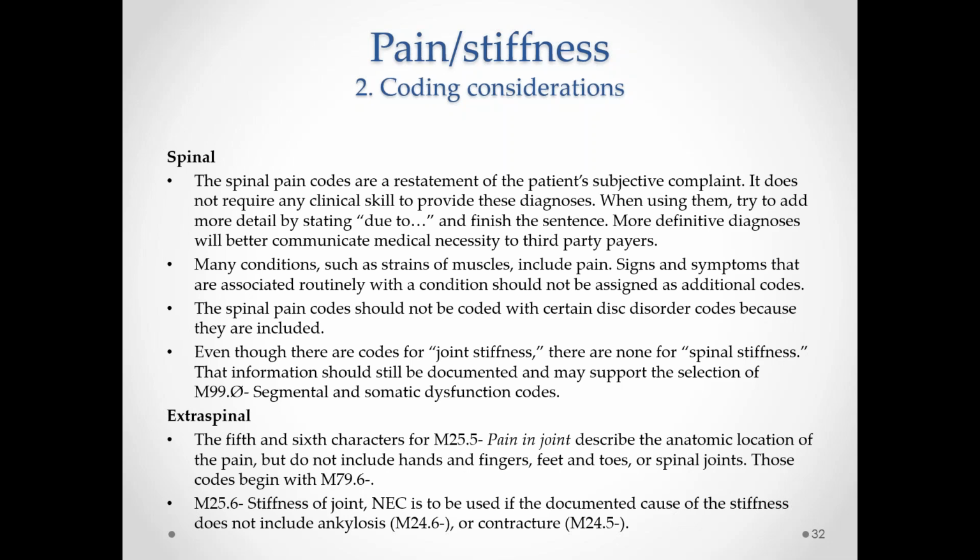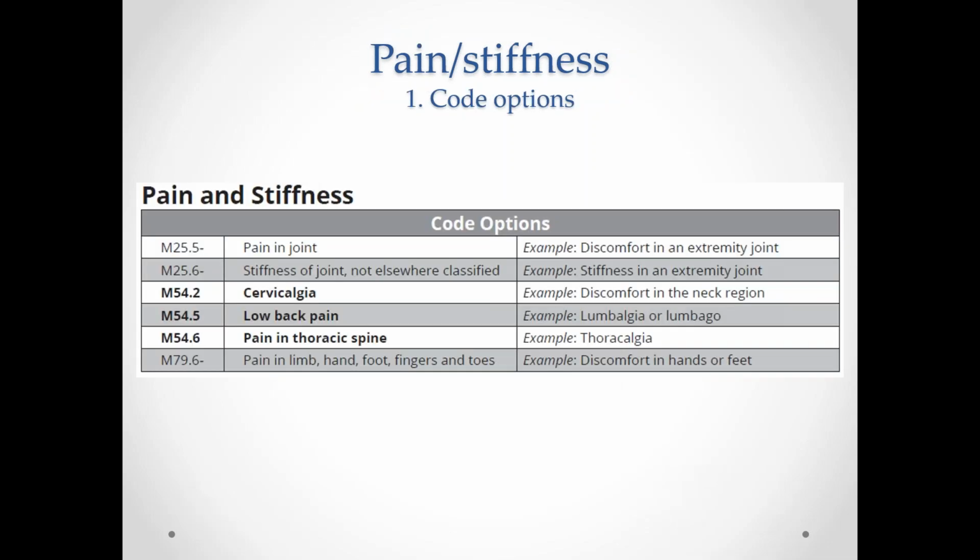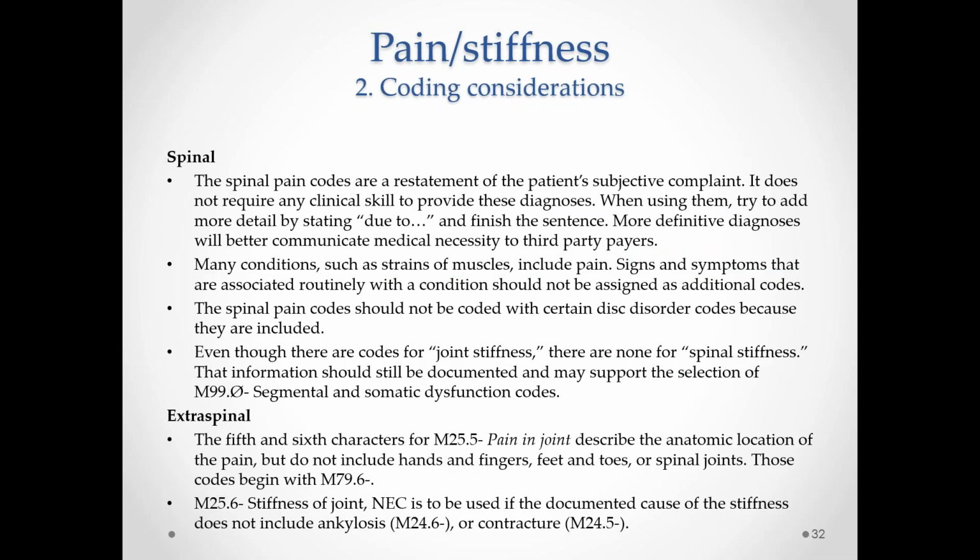Now, there are codes for joint stiffness. If I go back one slide, the joint stiffness codes are M25.6, right? Stiffness of a joint, M25.6. But there are no codes for spinal stiffness. So if you want to just say their spine is stiff, I think the best way to do that is to include it as support for your diagnosis of an M99.0, which is segmental dysfunction. I've had people contact me before, saying I see there's a code for elbow stiffness, where's the one for cervical spine stiffness? There isn't, but you can say segmental dysfunction. And I think that spinal stiffness is an attribute of segmental dysfunction, one of the elements of it, as we discussed before.